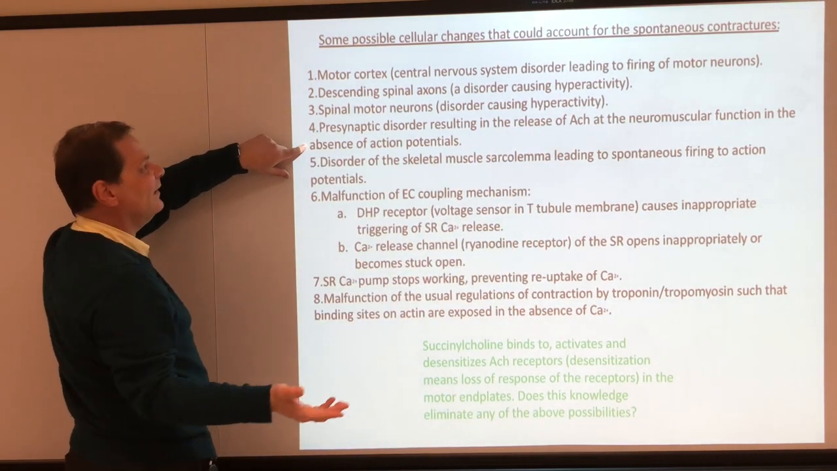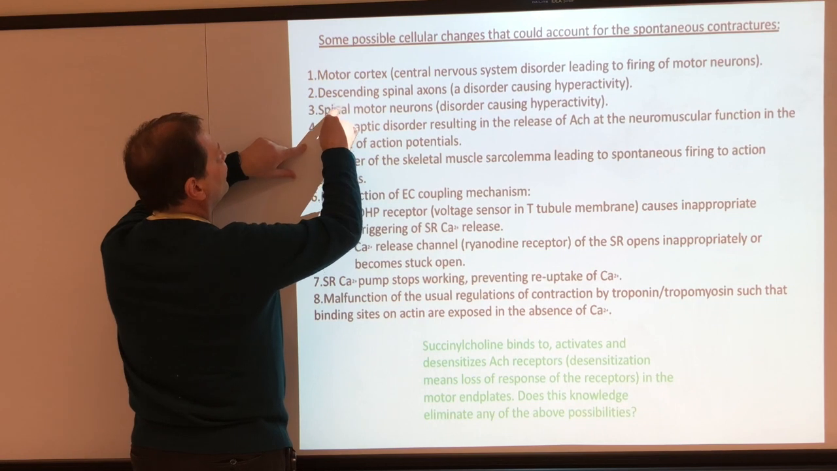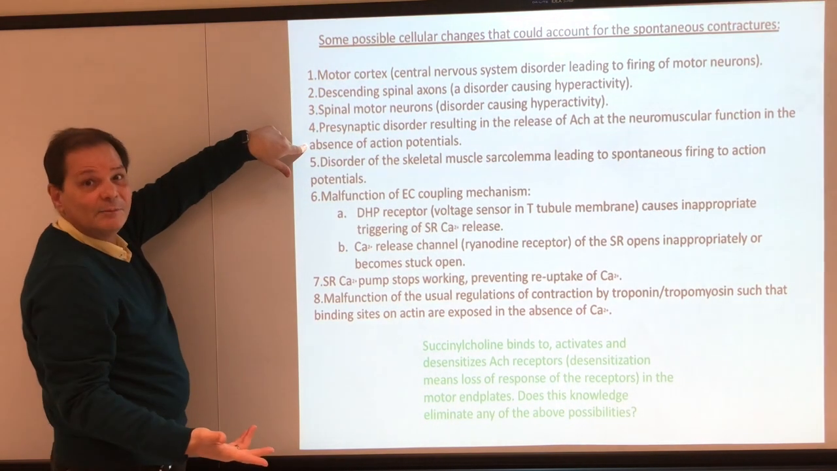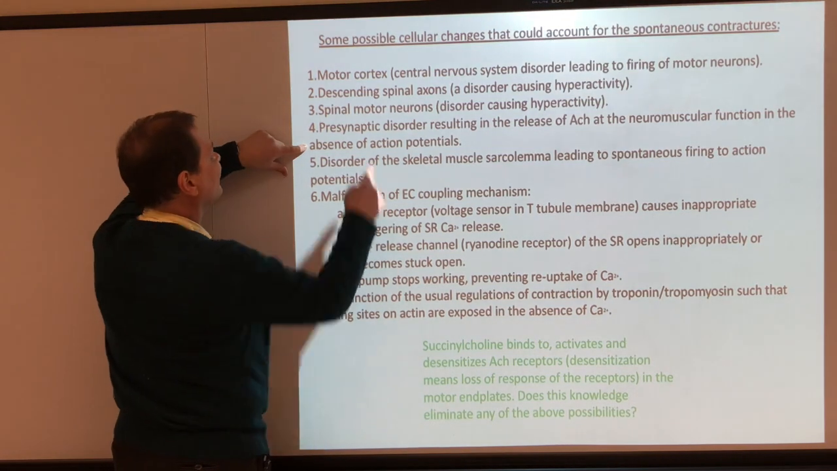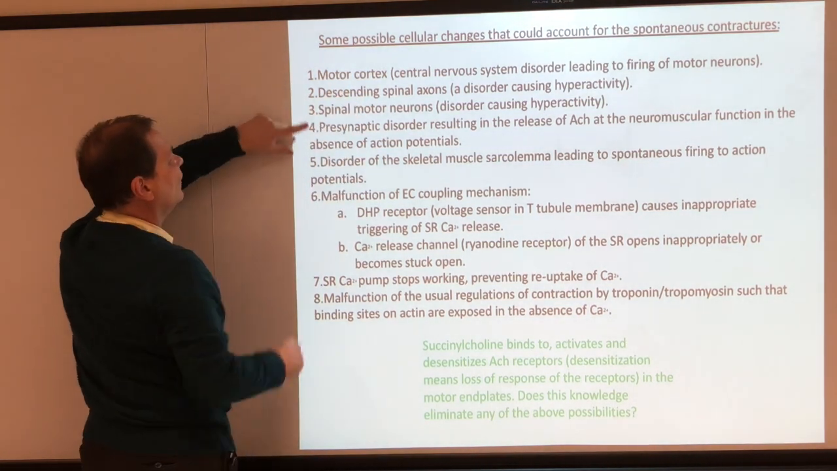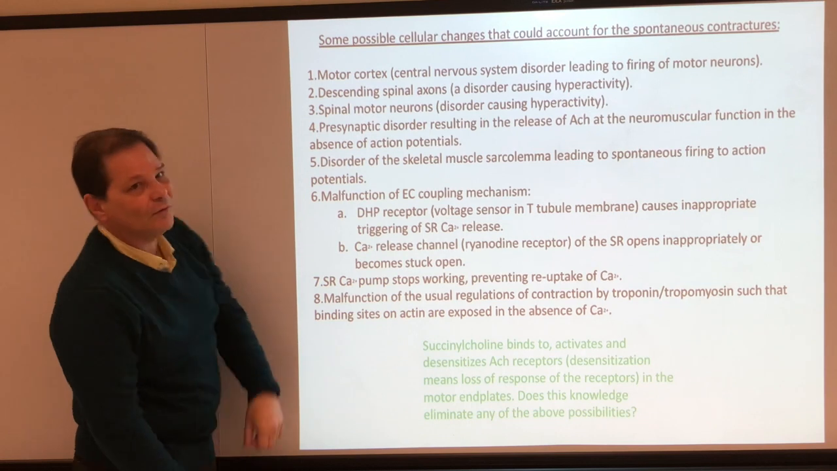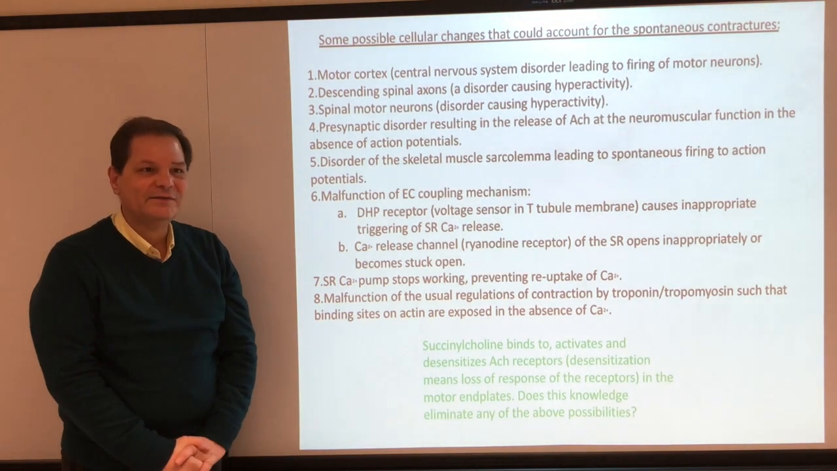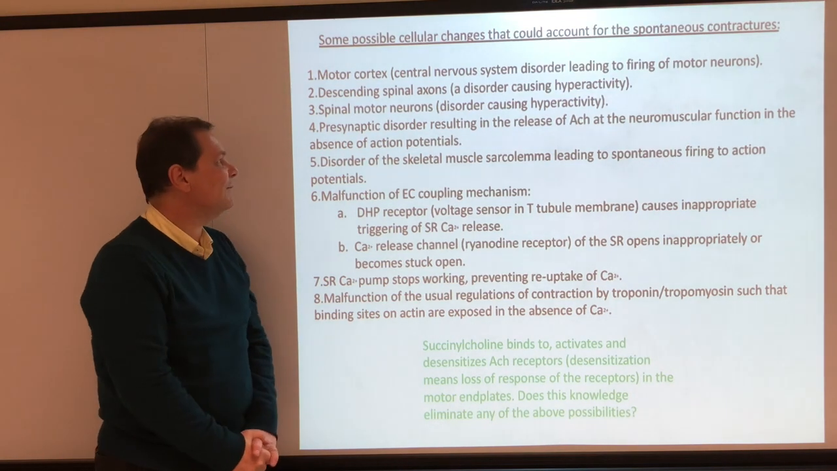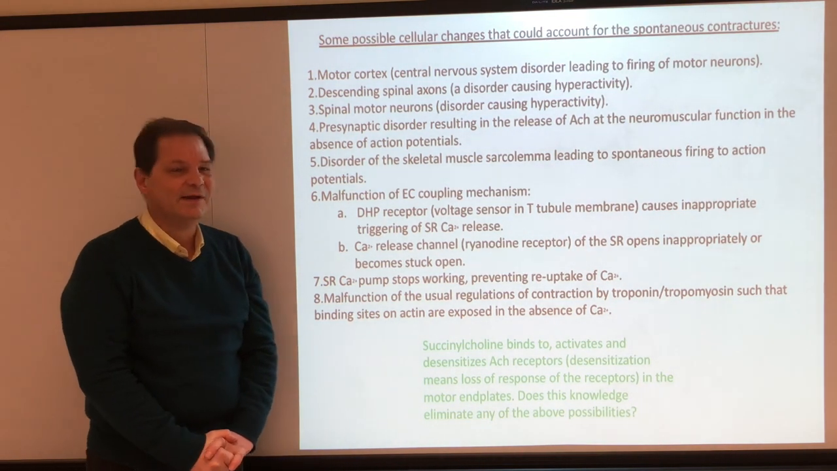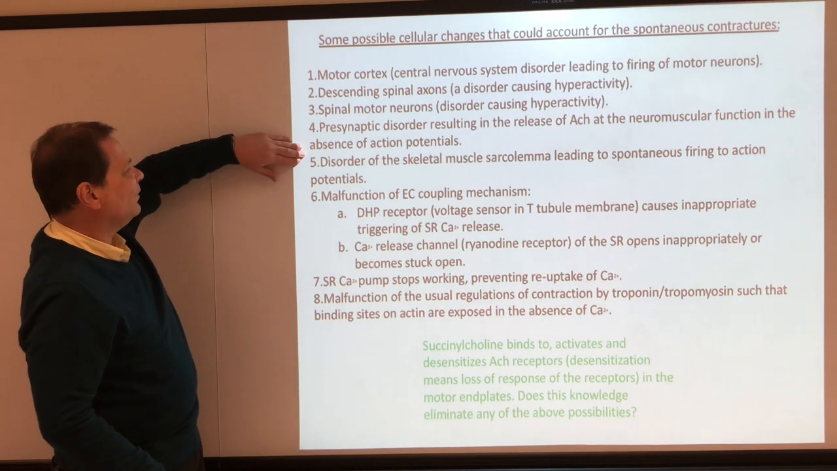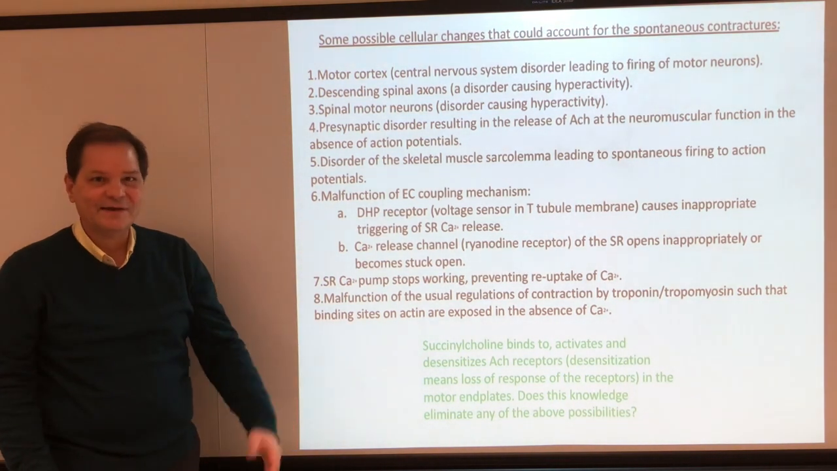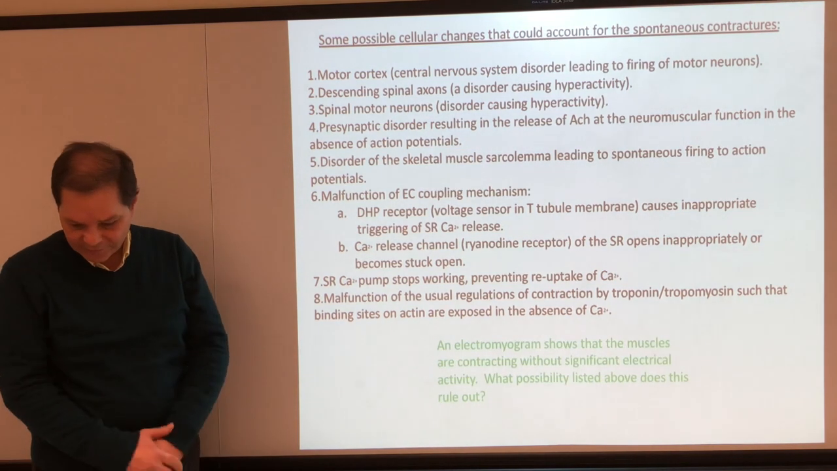Okay, so we know it isn't a wild release of ACH because there are no receptors for it. They're desensitized. We know it's not the spinal neurons or the motor cortex, a seizure, because that would require, in order for the signal to go from the motor cortex to the skeletal muscle and cause a contraction, you would need nicotinic ACH receptors that are working, and because they're desensitized here, that can't be the case. So you can eliminate 1 through 4 from the list, okay? Just due to the fact that succinylcholine is what's causing this.